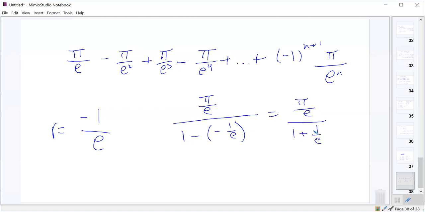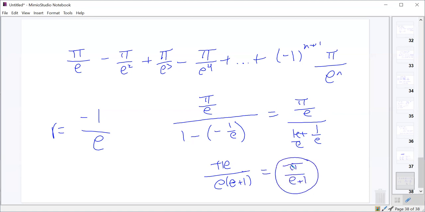And you need to be able to simplify this down, you get yourself a common denominator here. And so when you flip that around, you're going to get pi e over e times e plus 1. And your e's will cancel, and you get pi over e plus 1. Right, so there's a nice, easy series multiple choice question. You guys good with that one?